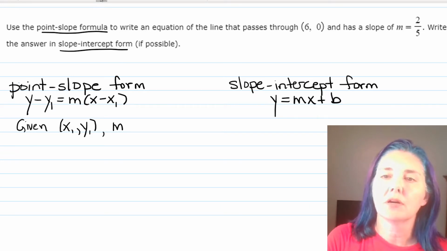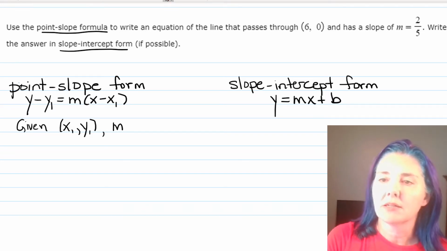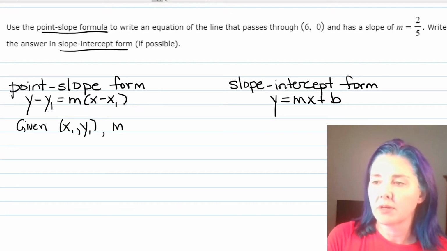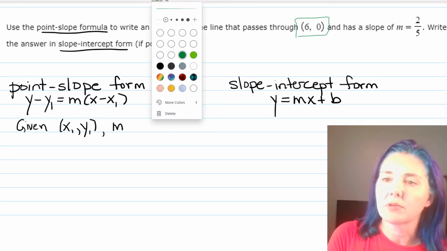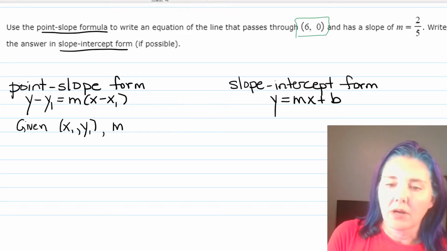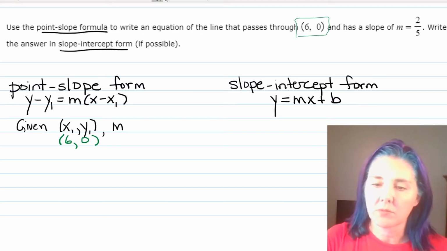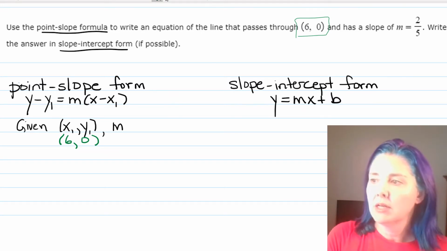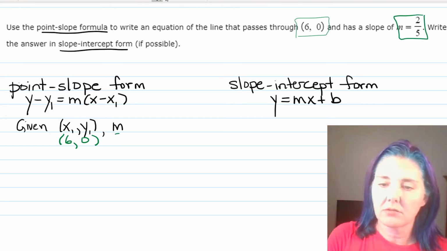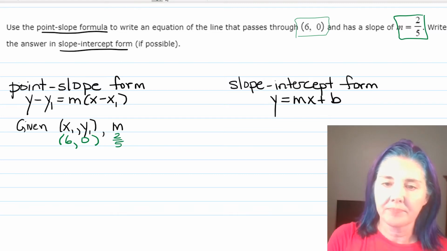All right, so we're going to start by working with this point-slope form. We're going to identify the point and the slope that we were given. We were told that our line is going to go through the point 6, 0. So I'm going to write 6, 0 under my ordered pair x1, y1 so that I know what's my x1 and what's my y1. And then we were told that the slope is 2/5. So I'm going to write 2/5 under m.